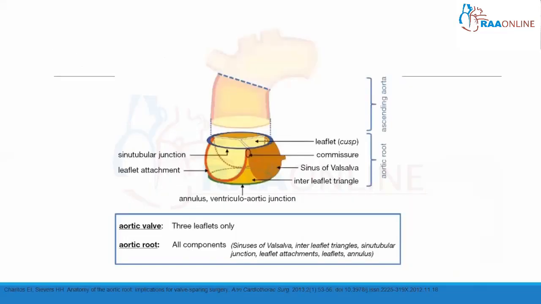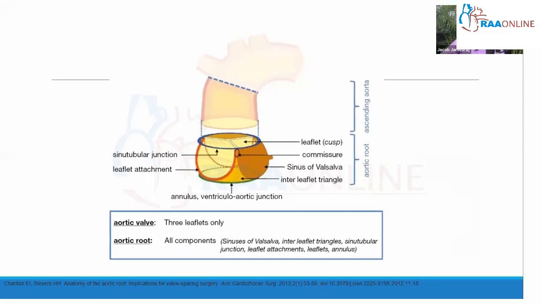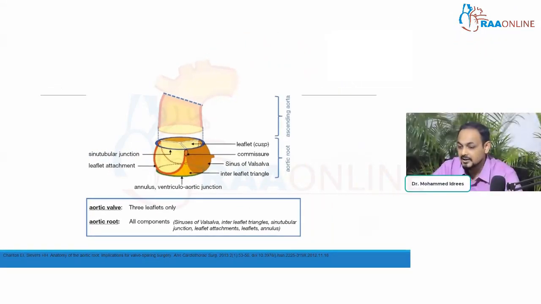So the aortic valve as such means only the three semilunar leaflets which are present. But the aortic root as a component involves the sinuses, interleaflet triangle, sinotubular junction, leaflet attachment, etc. As I go on, you will understand what the components of the aortic root are.